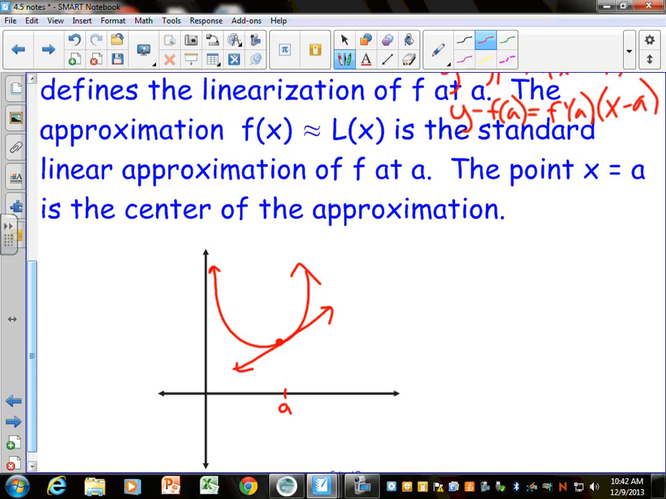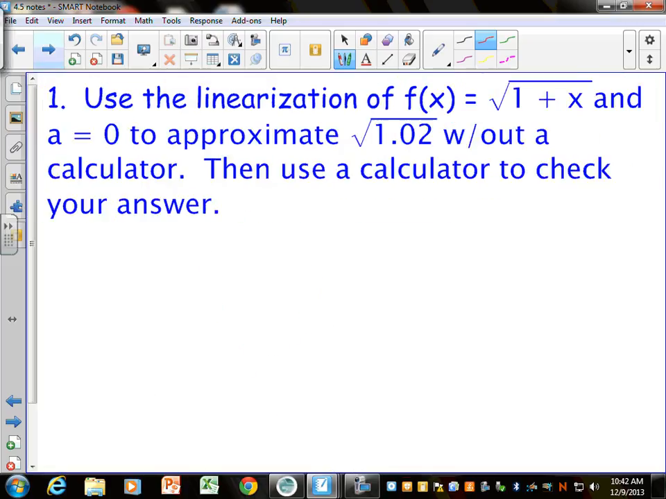So let's look at the ways we're using the book. On your AP exam, I'll guarantee there's going to be a question that says use a linear approximation to find this value. Not worded as weirdly as your homework, but it's just a tangent line. Problems like this say use the linearization of this function, and they give you a value for a, so at 0, to approximate the value of the square root of 1.02 without a calculator, and then use a calculator to check your answer. So it's kind of just a way to show you that linearization gets you really close to the answer that your calculator gives you.